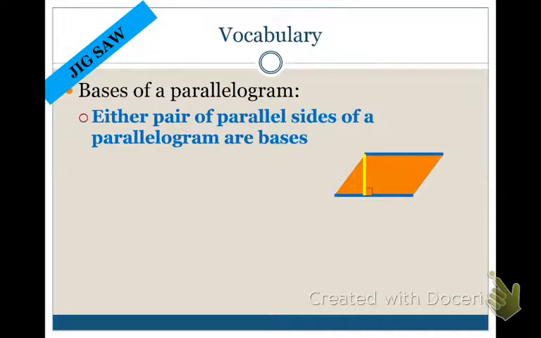Bases of a parallelogram. Either pair of parallel sides of a parallelogram are the bases. So in this case, the blue lines are the bases. The yellow line would be the height of that parallelogram. Remember, it's perpendicular to the base. It's not the slanted line. It's the perpendicular line to the base.